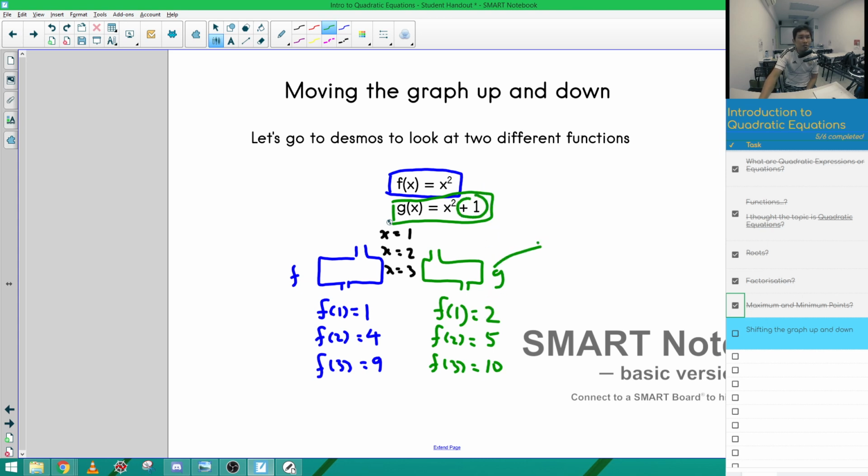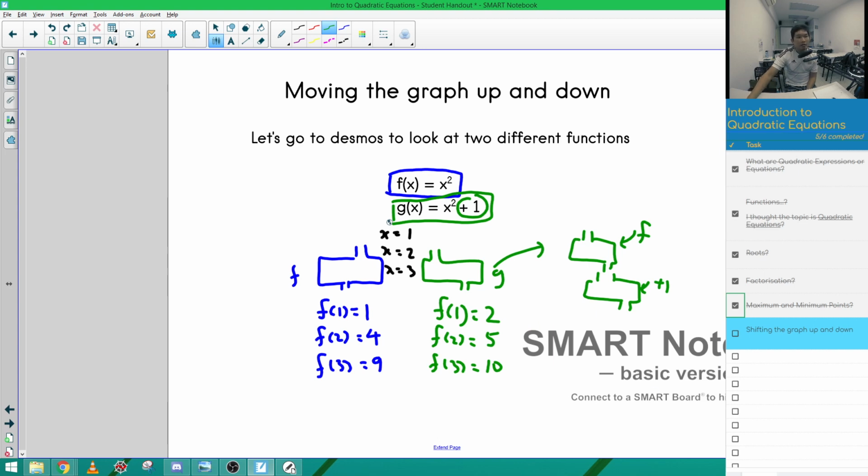In fact, you can think of the green machine as really just a blue machine connected to another +1 machine. If this is our f, where it is x squared, then I can have a +1 machine over here. Our machine g of x is really just a combination of 2 machines, and that's why we have +1.